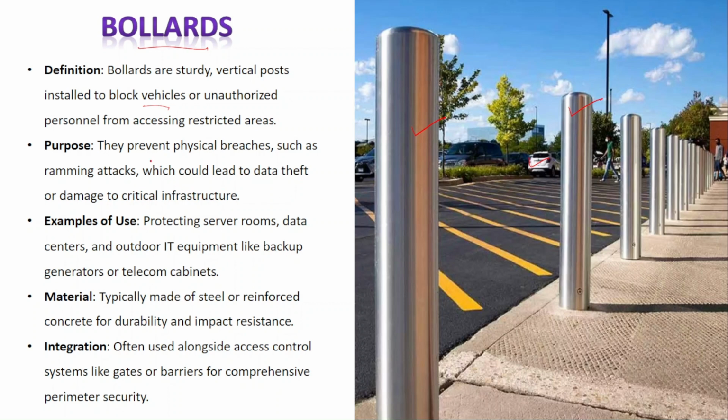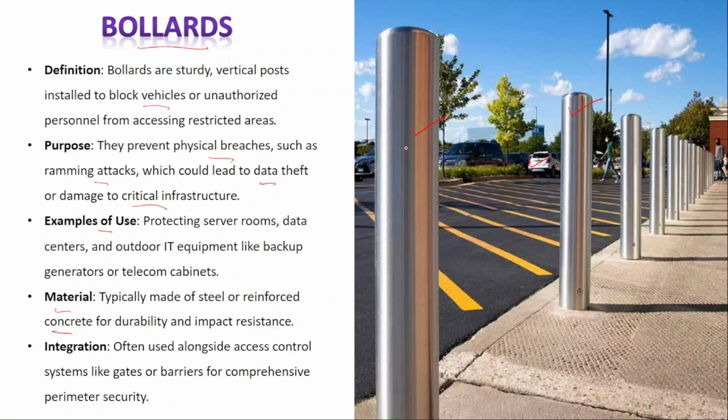disoriented drivers. So the purpose is that they prevent physical breaches such as ramming attacks through vehicles, which could lead to data theft or damage to critical infrastructure. An example of use: protecting server rooms, data centers, and outdoor IT equipment like backup generators or telecom cabinets. So you can install this outside your server rooms, your data centers, so that no one can ram inside your facility. Material: typically made of steel or reinforced concrete for durability and impact resistance.